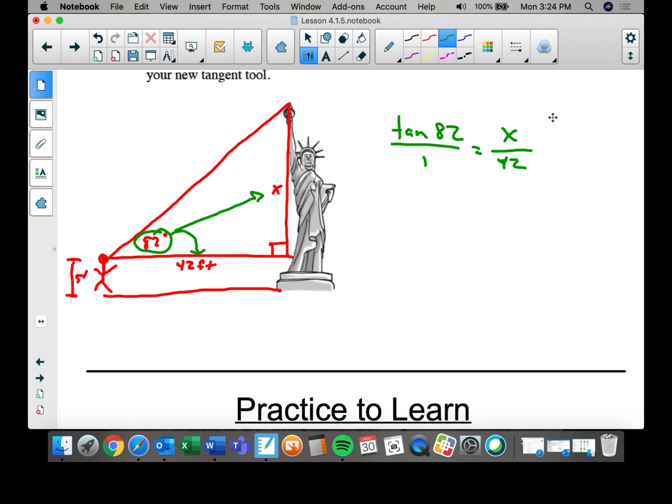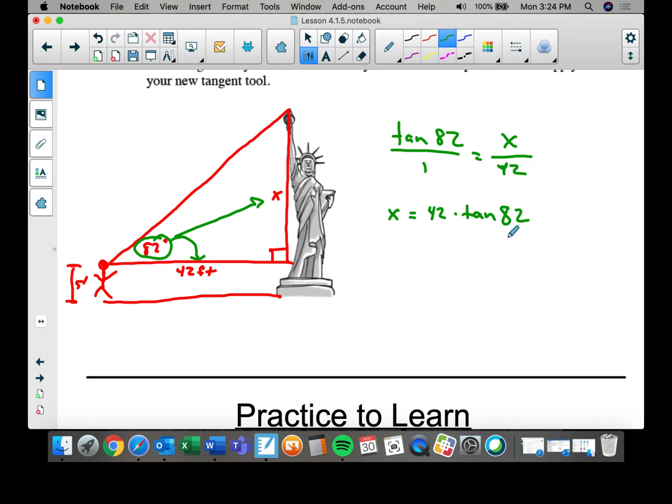Now if we cross multiply, x times 1 is x, equal to the other diagonal, which is 42 times the tangent of 82. Notice I have not used a calculator at all yet, but now that x is solved for, all by itself, I can type this into the calculator. That means x is approximately equal to 42 times the tangent of 82, which gives me an answer of approximately 298.85 if I go to the nearest hundredth. Okay, that's an answer.